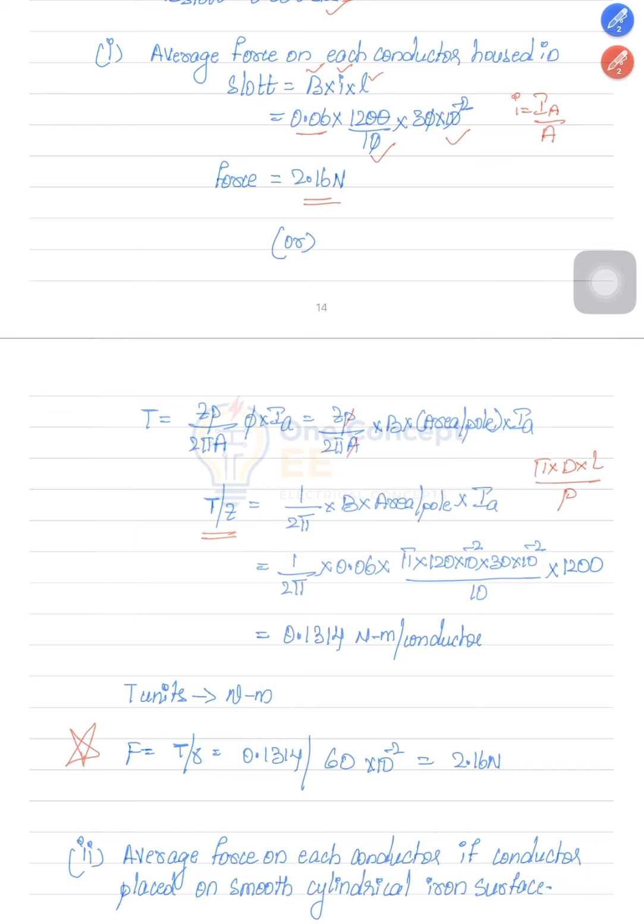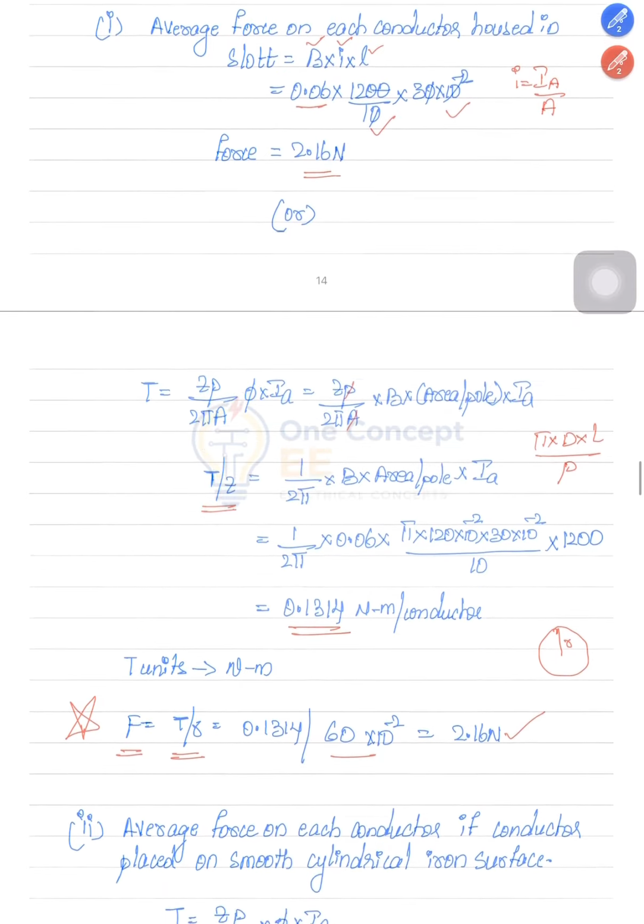By substituting all this, we get the torque per conductor, in Newton meter per conductor, as 0.1314. We know the force from the center of the armature is torque divided by the distance from the center, which is the radius R. Torque 0.1314 divided by radius, we get a force of 2.16 Newton.